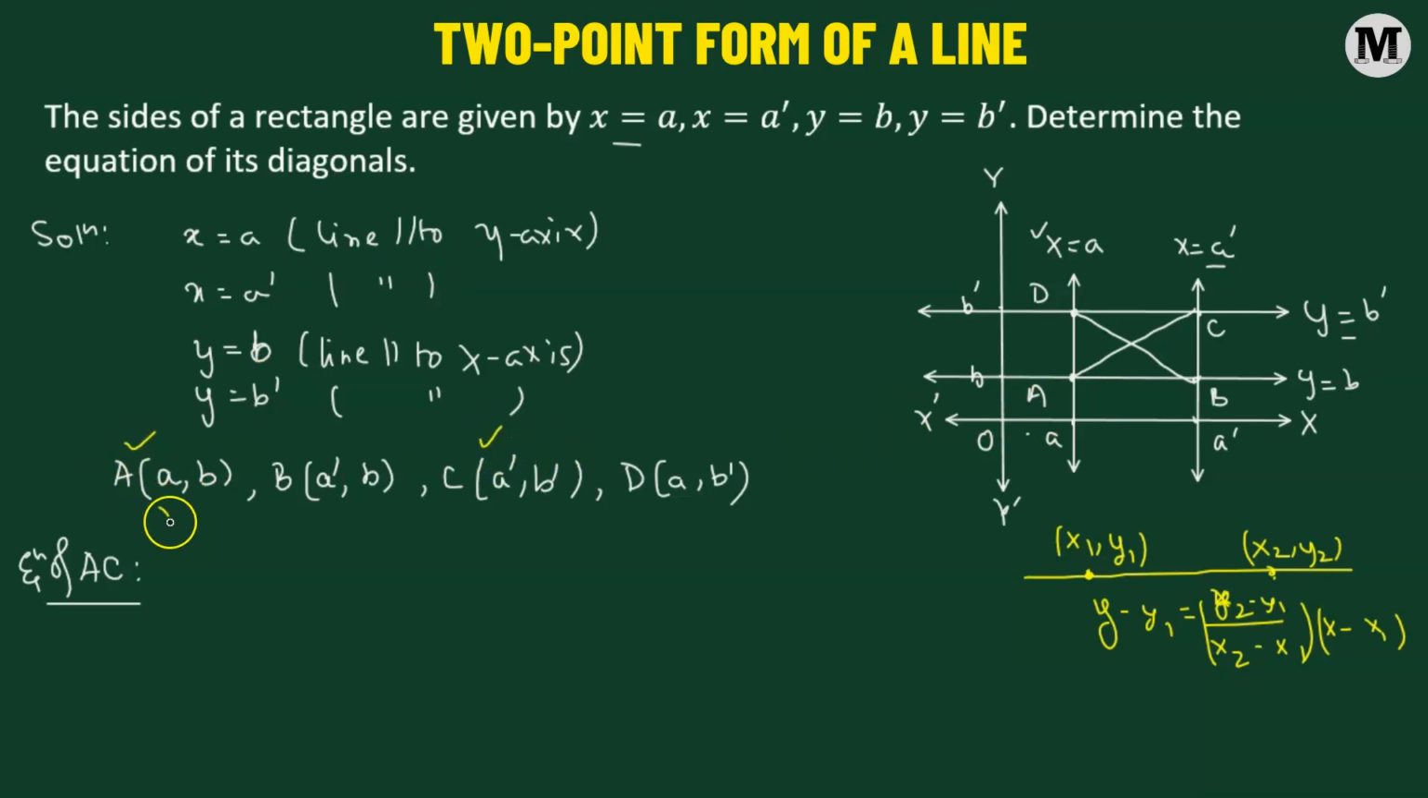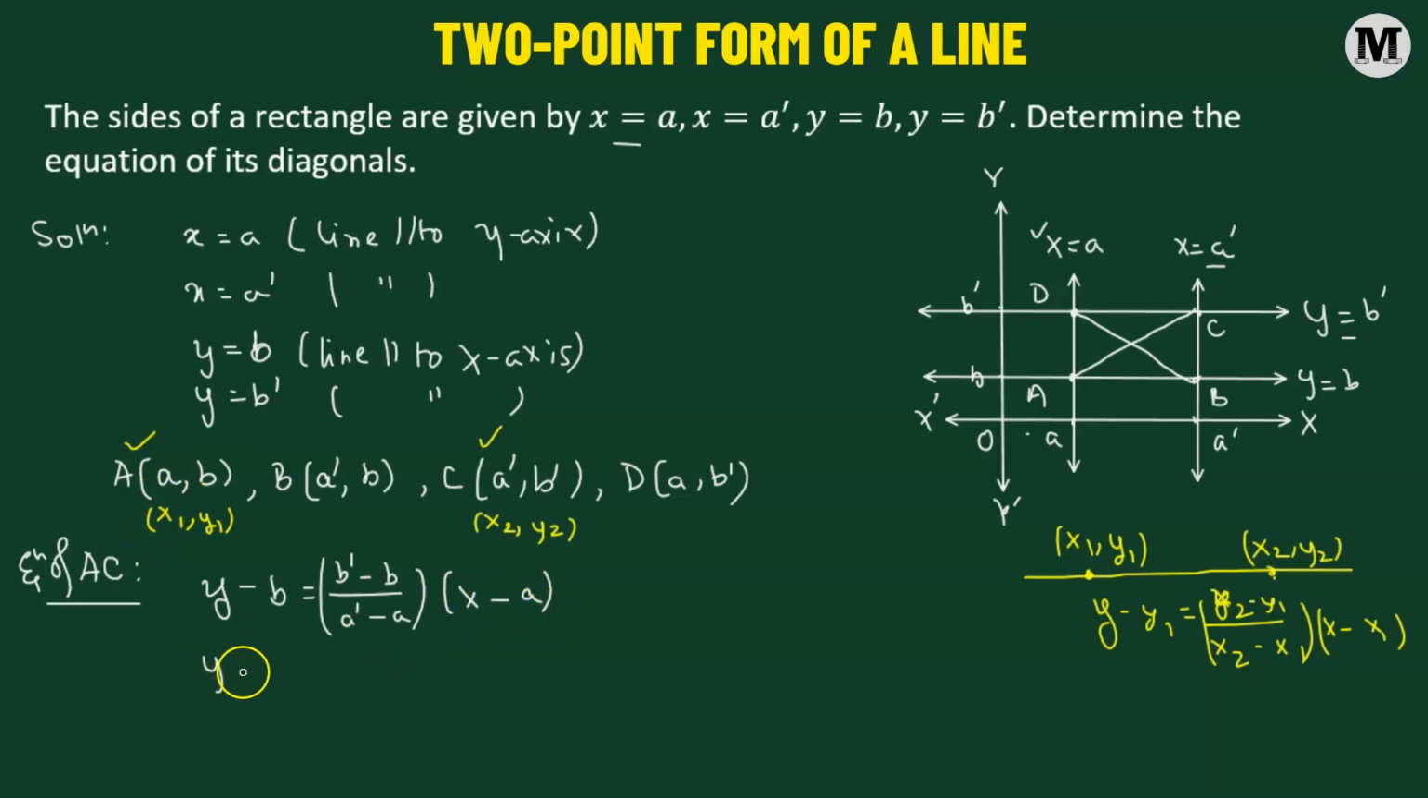Now that means we will only need the coordinate points A and C. So what we'll do here, we'll assume that x1, y1 are the coordinates that correspond to point A, and C corresponds to the coordinates x2, y2. This is going to help us obtain the values of x1, y1 and x2, y2. So we have y minus y1. So y1 will be the y coordinate of point A, so that's b. This will be equal to, now we need y2 minus y1, so that's b prime minus b, divided by x2 minus x1, so that's a prime minus a. This will be multiplied to x minus x1, so here x1 will be simply a.